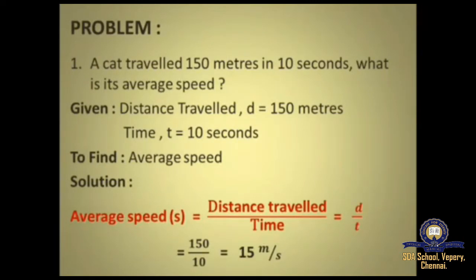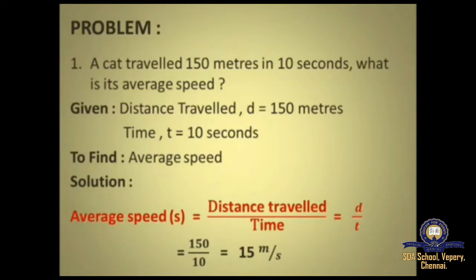Okay, what are you supposed to find? The average speed. So the solution is, you are going to write the formula of the average speed. So what is the formula for average speed? It is the distance traveled by time taken, that is d by t.